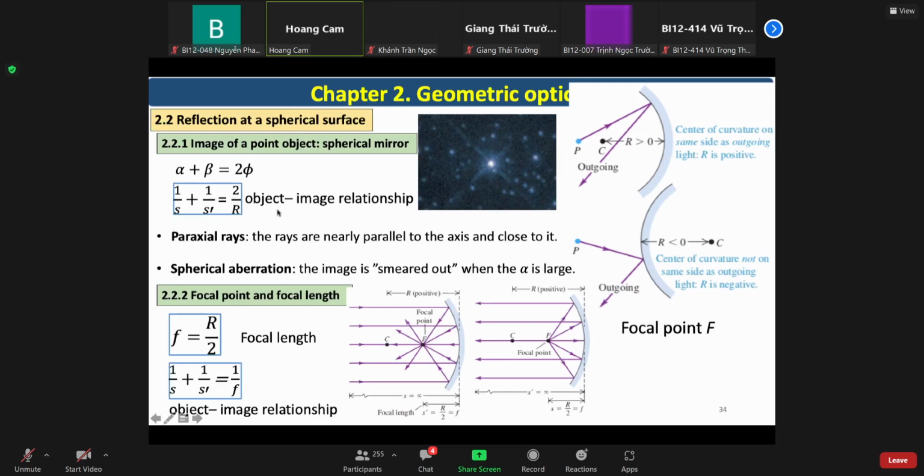And then you can write the object-image relationship: 1 over S plus 1 over S prime equals 2 over R, or equals 1 over F. It's also one we usually use for the upcoming part, like for the lens as well. So the relationship between the object distance, image distance, and the focal length of the optical device, or we use the radius in the case of the mirror as well, helps us to describe how the image is formed and at which location. Okay.